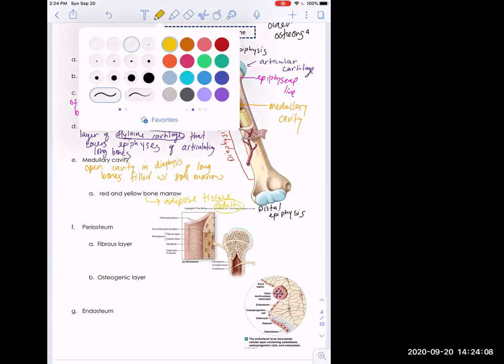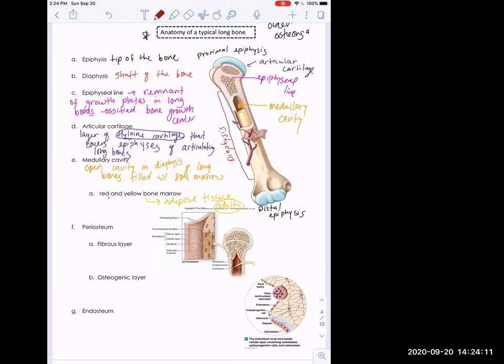Red bone marrow. This is essentially blood cell connective tissue. Red bone marrow can make whatever type of blood cell you need.